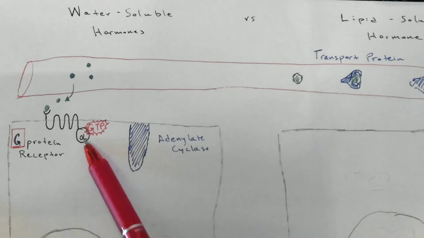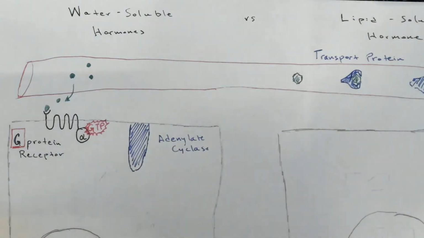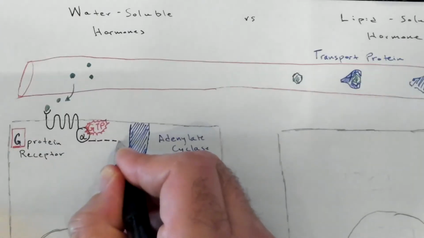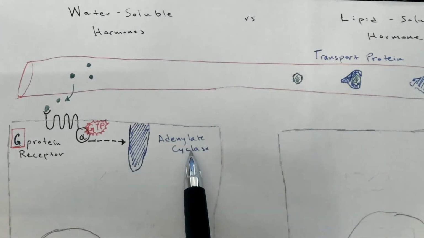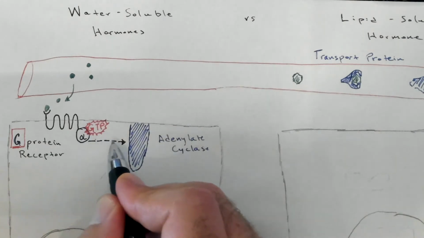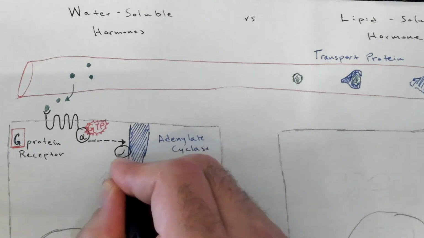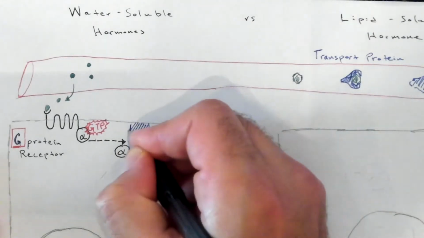The next thing that happens is that this alpha subunit is going to detach from this location. It's going to break off and start to float towards another protein in the chain of events called adenylate cyclase. So the alpha subunit detaches from here, moves this way, and runs into adenylate cyclase. And this is going to cause adenylate cyclase to activate.